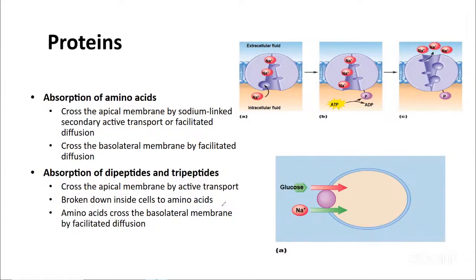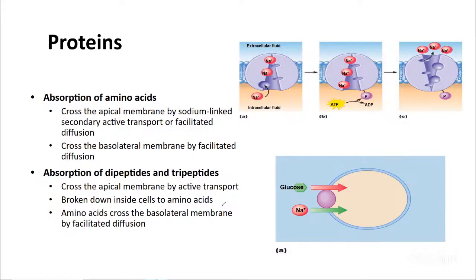Once we pull our amino acids into the cell, we can then allow them to filter through the basolateral membrane, often through facilitated diffusion. So in general, if we're thinking about this process, because of the number of different amino acids we have, there would be many different transporters in cell membranes that are adapted and designed for pulling across these different amino acids.